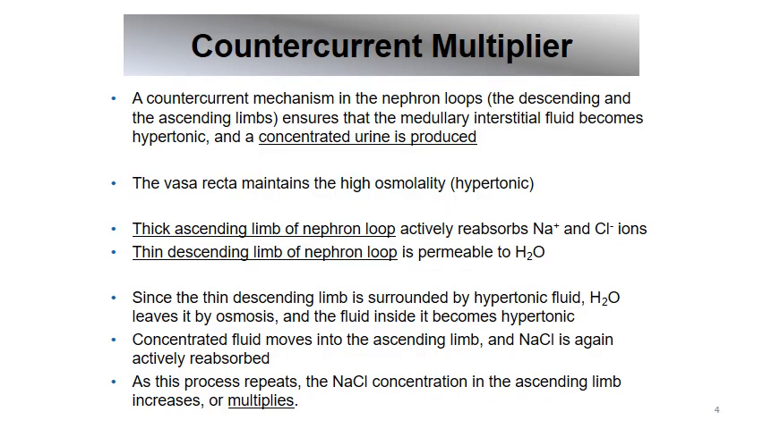And so this is known as the countercurrent multiplier. Make sure to watch that video. And so this medullary interstitial fluid becoming hypertonic, or salty on the outside, allows for a concentrated urine to be produced, meaning less water gets lost through urine, but instead goes back to the body if the body needs that water. And here again, the vasa recta maintains this high osmolality. We already pointed this out.